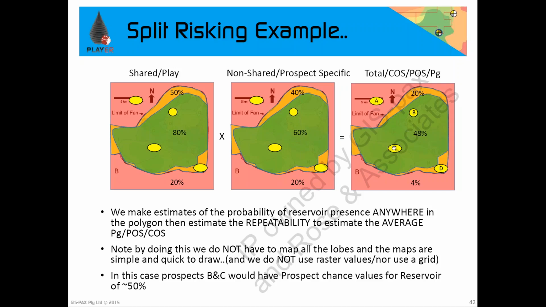And if I had prospect standalone assessments here of reservoir present at B and C, these two prospects, I would expect them to be plus or minus 50%. Not exactly 50%, but on average in this polygon, I would expect all of my prospects to be plus or minus 50%. So that's my evaluation. As long as I've done my QC here and my prospect risking is roughly the same as my overall average risking, I've QC'd things and I've split my risks.